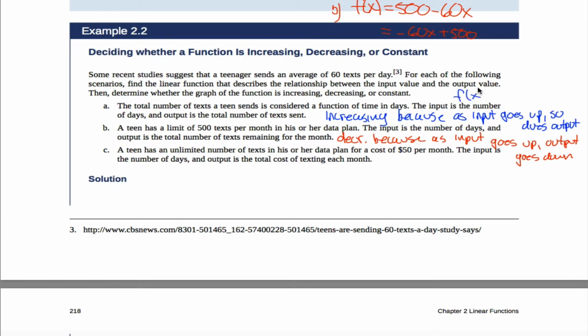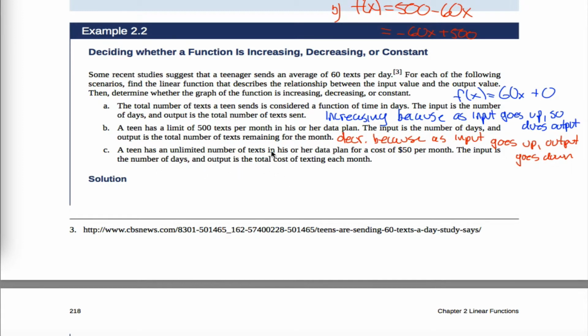For A, I got f of x equals 60x, and I'm going to write plus 0, even though you don't have to. You might argue that it's simpler if you don't write the plus 0. But when you're just learning linear functions, it's nice to have 2 terms here. This one's the y-intercept, this one's the slope. So I'll put the plus 0 in there just to make it a little more illustrative.